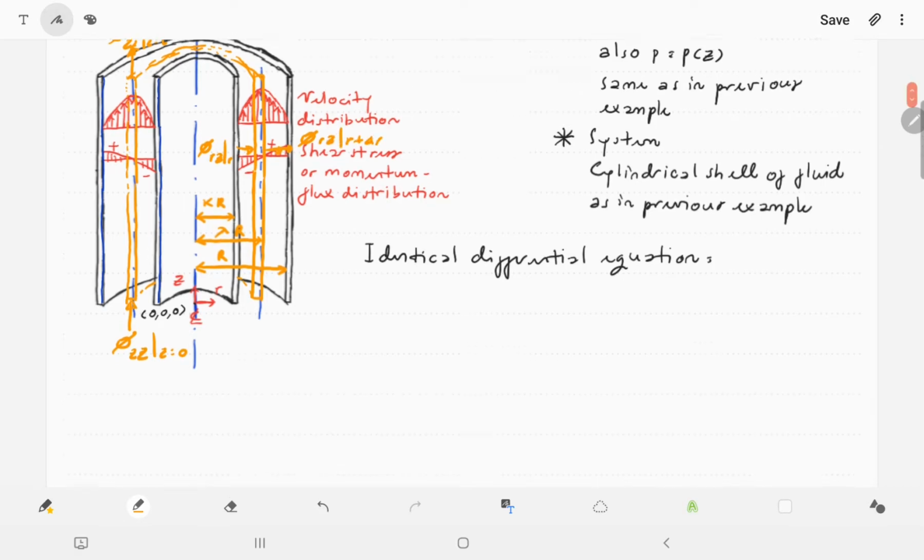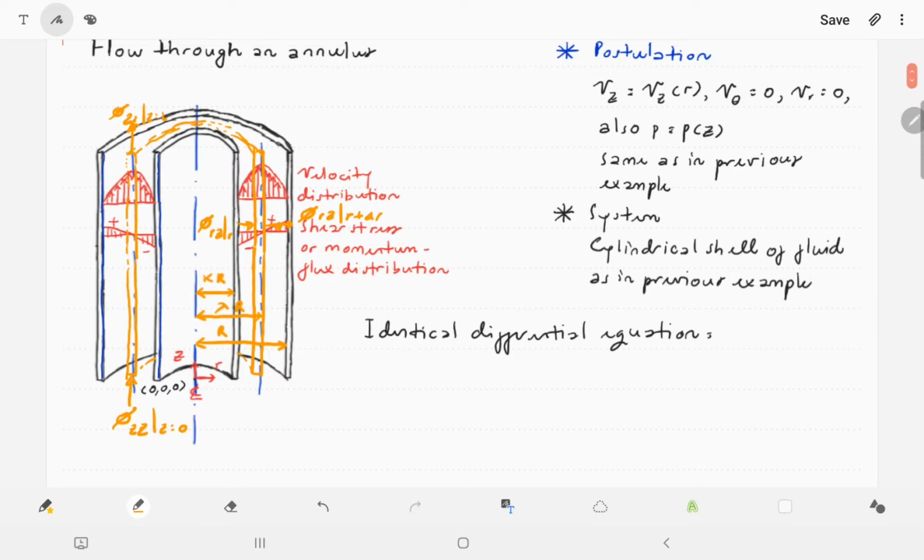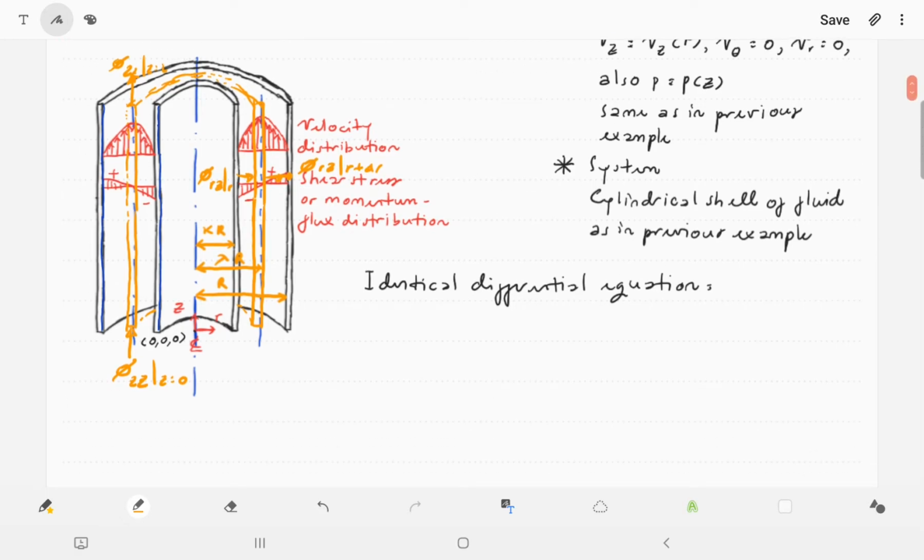In this figure we show the velocity distributions and the shear stress distribution, but in actuality we will not know the velocity distribution and the shear stress distribution until after you have solved everything, as well as the quantity of interest.